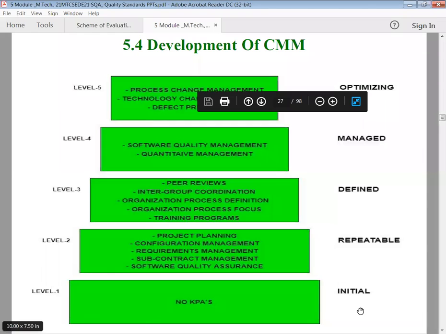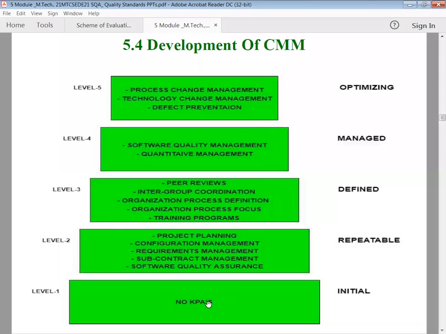As we discussed, we have the initial level. Here we are not following any key performance assessments, no assessment methods; we simply started doing the project development. In the second level, the key performance assessment criteria are project planning, configuration management, which plays an important role, say software and hardware configuration, and requirements management, where we identify functional and non-functional requirements. Then subcontract management, the agreements and other contracts, and software quality assurance techniques. All those things should be followed in level 2, repeatable.